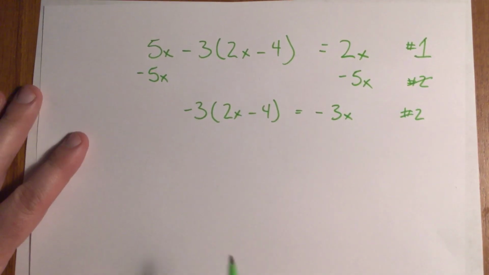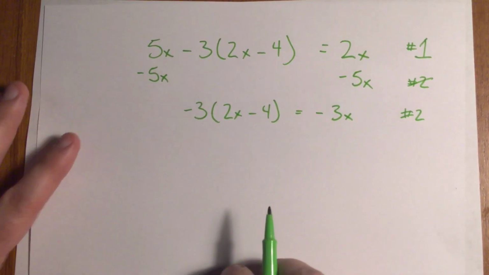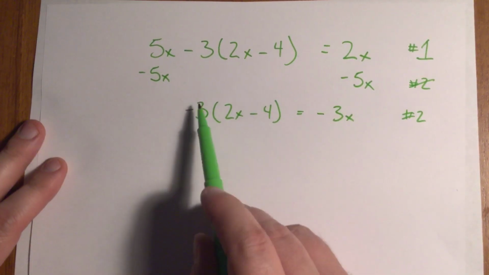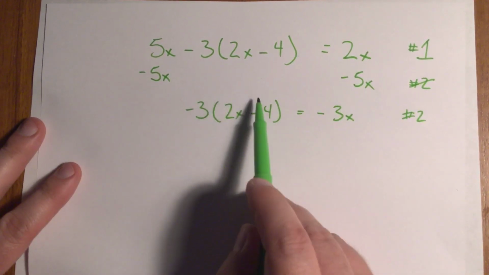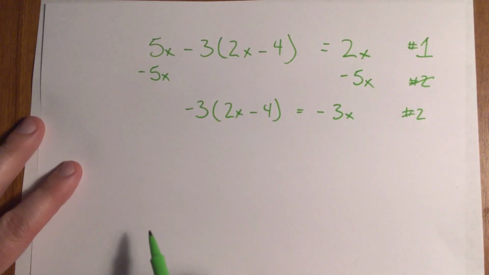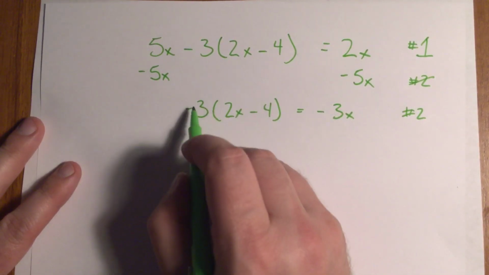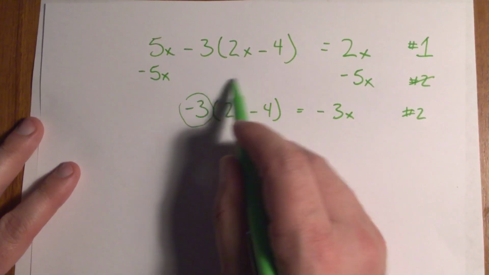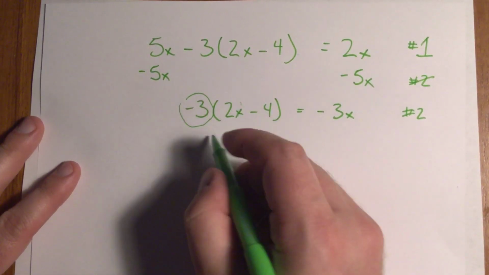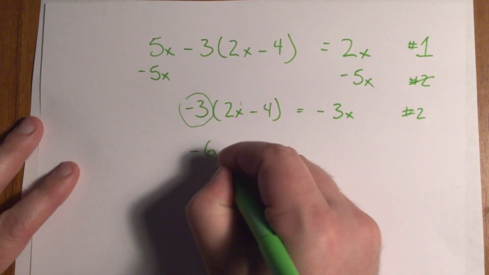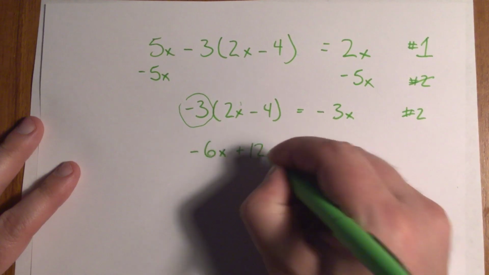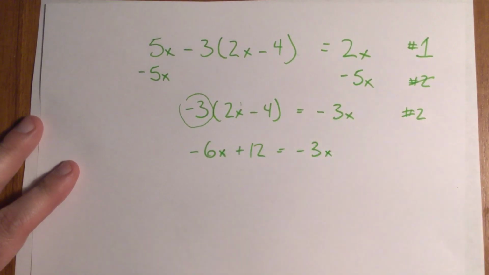Okay, that seems to make sense. So step 2 looks like not a problem. His next step, it looks like he decided to distribute this negative 3 to get rid of this parentheses. When I say distribute, I'm going to take all of this and multiply it times everything inside here. So negative 3 times 2x is negative 6x. Negative 3 times negative 4 is positive 12. That all equals negative 3x.